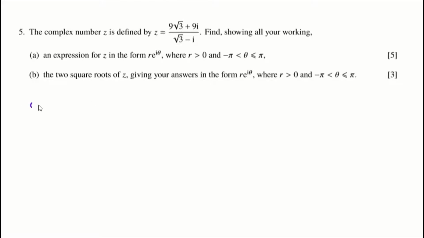Alright, so you should be quite familiar with this. The first thing that we need to do is to rationalize this first. So we have z equal to 9 square root 3 plus 9i over square root 3 minus i. Okay, so multiply with the conjugate. So we have square root 3 plus i.